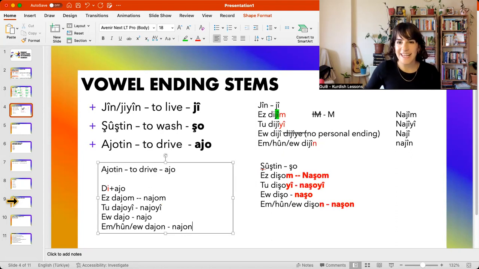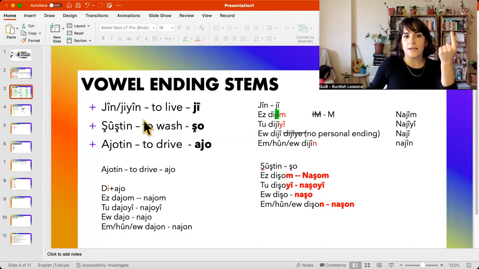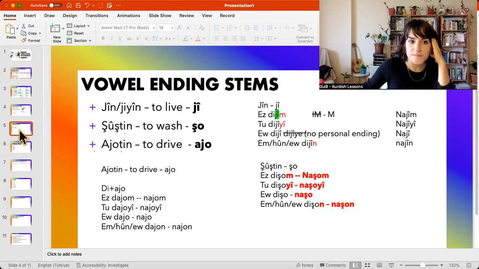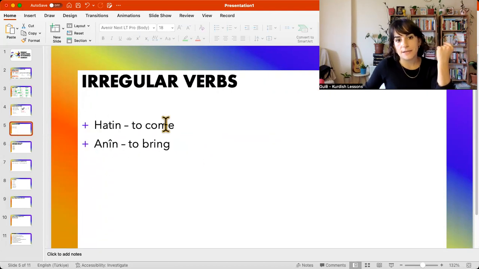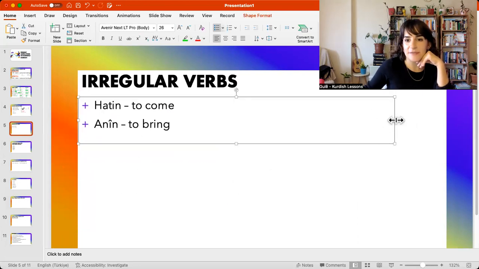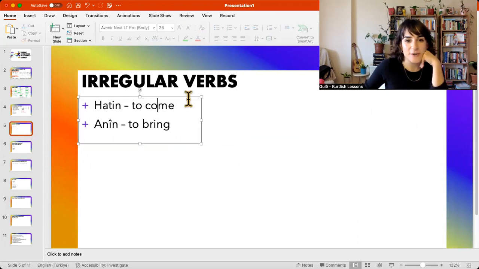I hope it's clear. Just by practicing, like reading, speaking, it will be easier and faster. Okay. So now try to learn the rule. Applying always comes later. So we did consonant ending stems, and we did vowel ending stems. And there are some irregular verbs, of course. Everything is not perfect.